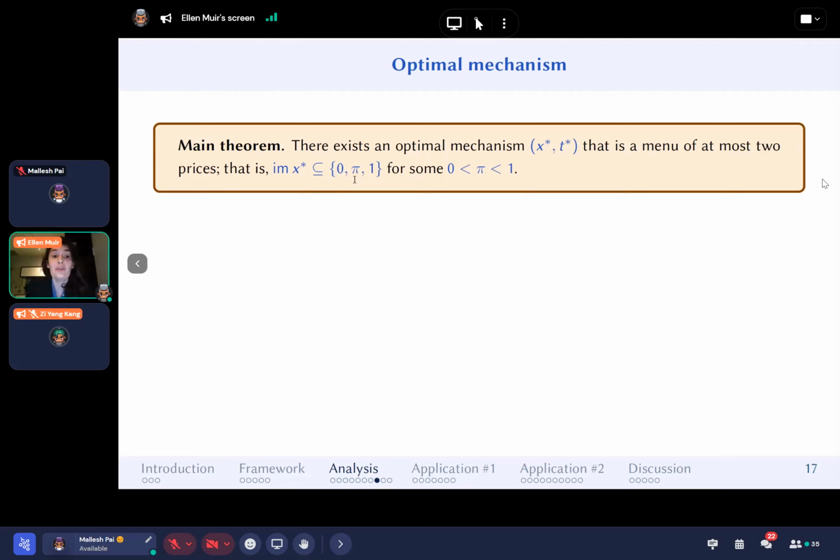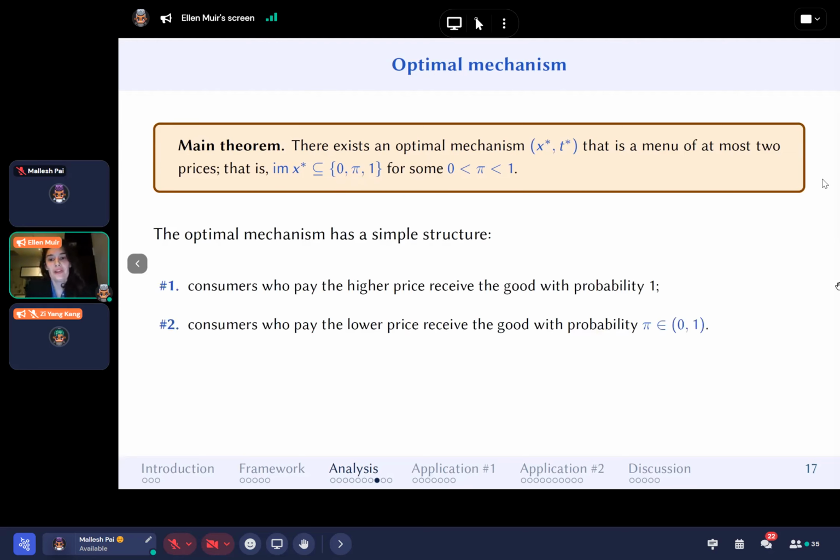So allocating them the good with probability pi. And then the optimal mechanism, and this is just explaining in words what I just explained, ends up having this very simple structure where consumers in equilibrium who pay a higher price are going to receive the good with probability 1, and consumers who pay the lower price will receive the good with some intermediate probability pi, and those who are not allocated the good and get this allocation of 0 are obviously not going to be paying any transfer to the designer.